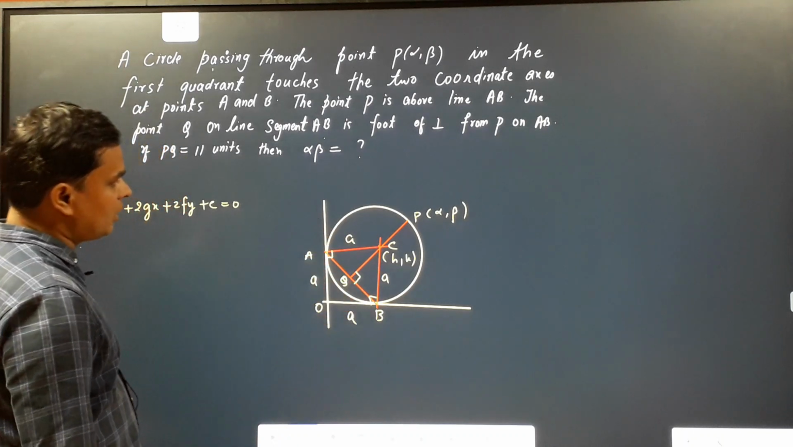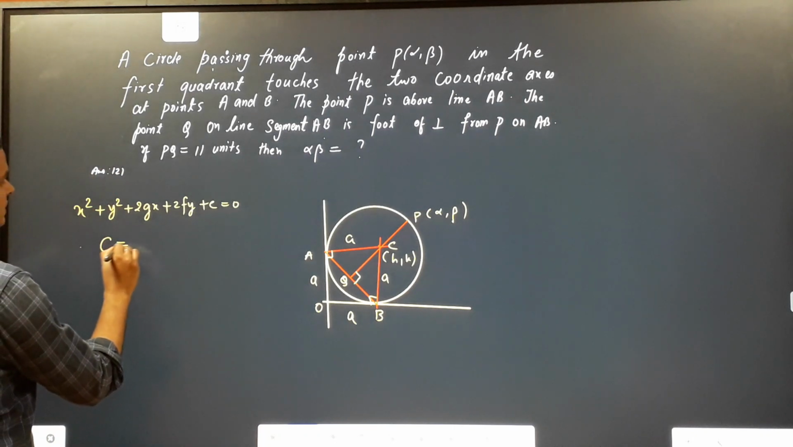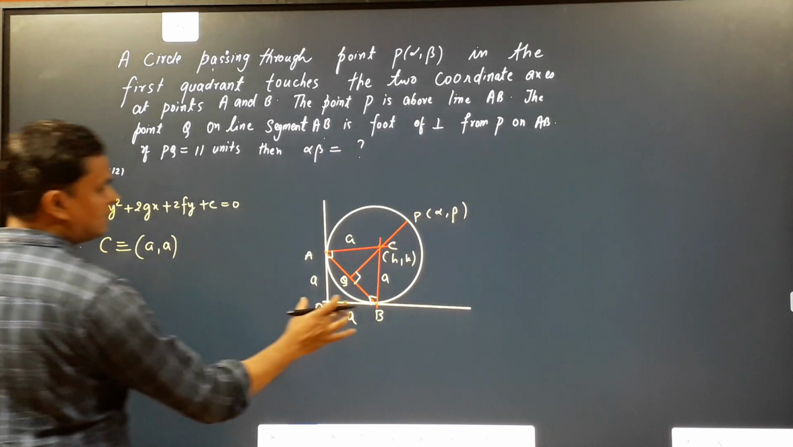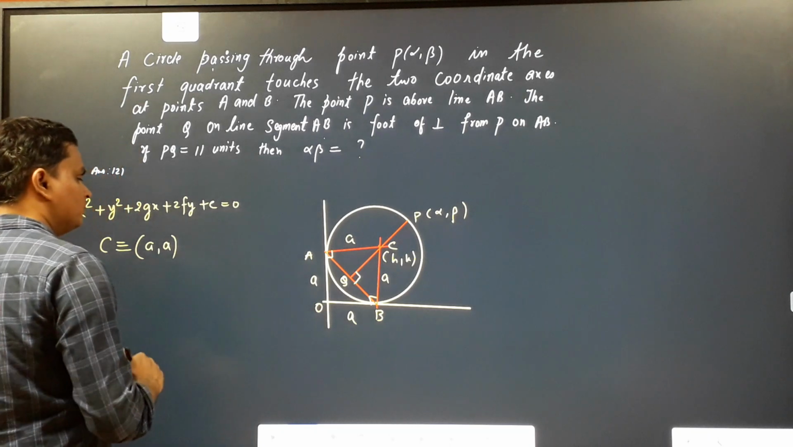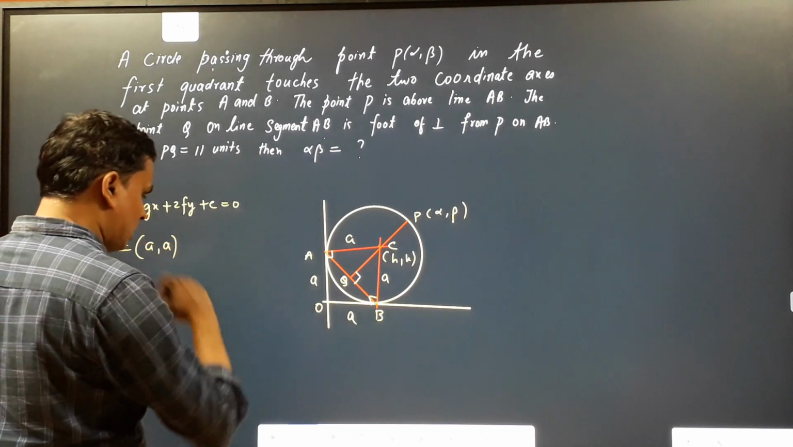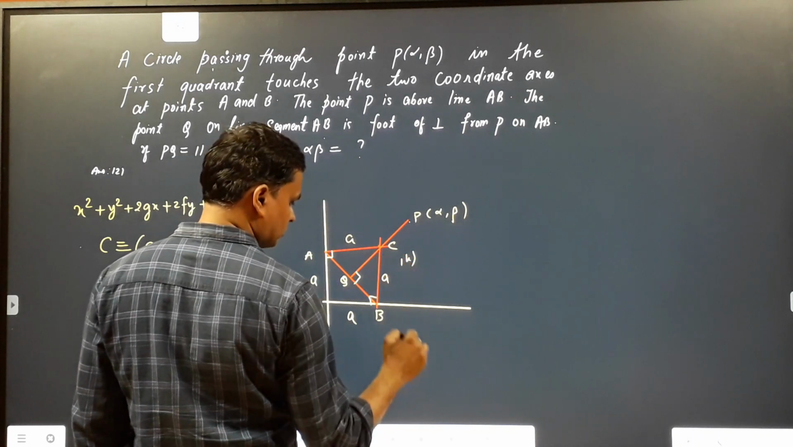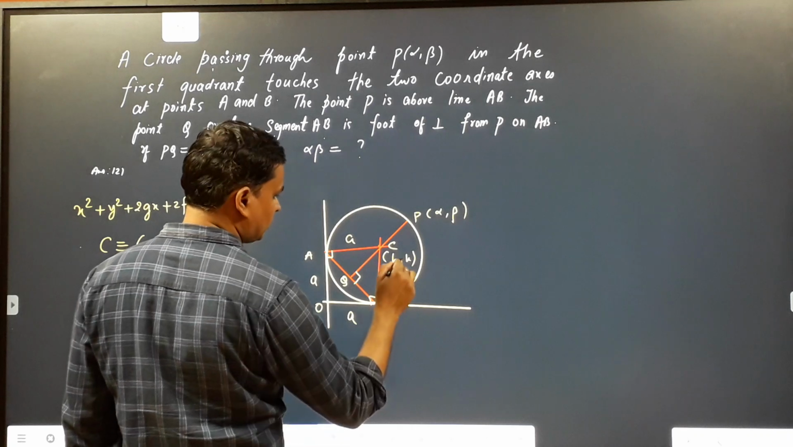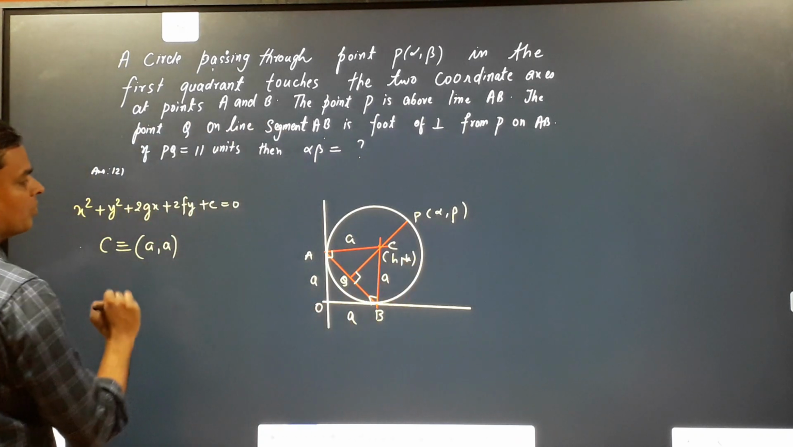Therefore we can write the center as (a, a). What is a? I am taking a as this length, the intercepts. So in place of (h, k), I can write (a, a). That means the center is (a, a).